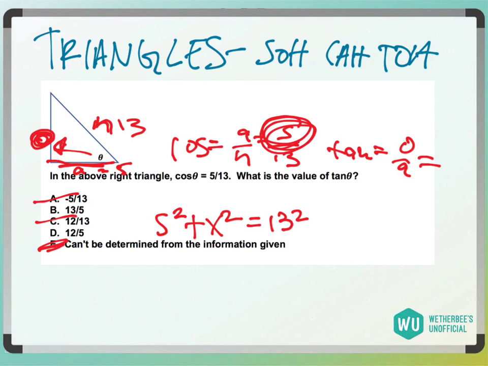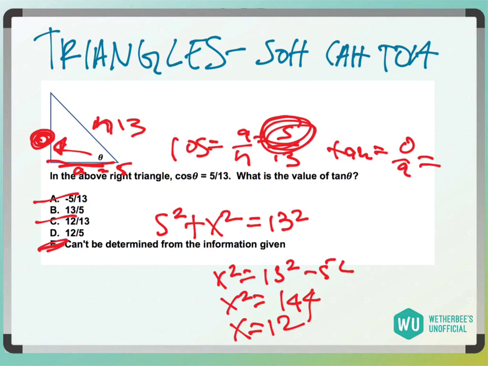Once you solve for this, and I do x squared is 13 squared minus 5 squared, we'd get x squared is 144. That would make x 12, so that makes the O 12, right? So the tangent of theta, which is O over A, is 12 over 5, which we know is answer choice D.